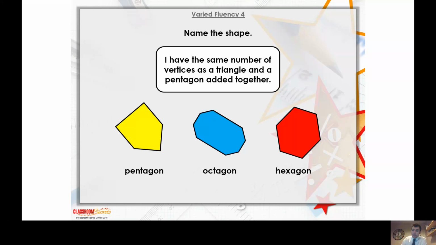So hopefully you spotted a triangle has 3 vertices. A pentagon, because it's got 5 sides, has 5 vertices. So now you're adding 3 to 5, and all of you are doing that straight away, shouting at me. Well done, Tyrese. It's 8 sides. Oh, sorry, 8 vertices.